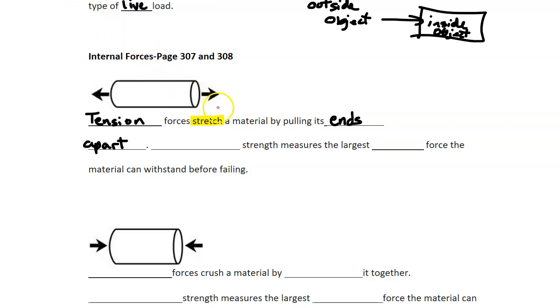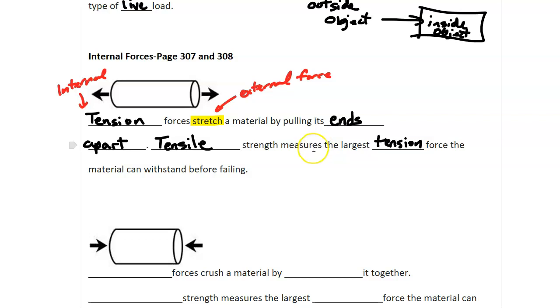So this here is the external force. This is the internal force. And the stretching could be a live or a dead load depending on the situation, but the stretch would be the external, tension is the internal force. And in that internal force, a particular material will have a tensile strength, which is the largest tension force the material can withstand before failing.